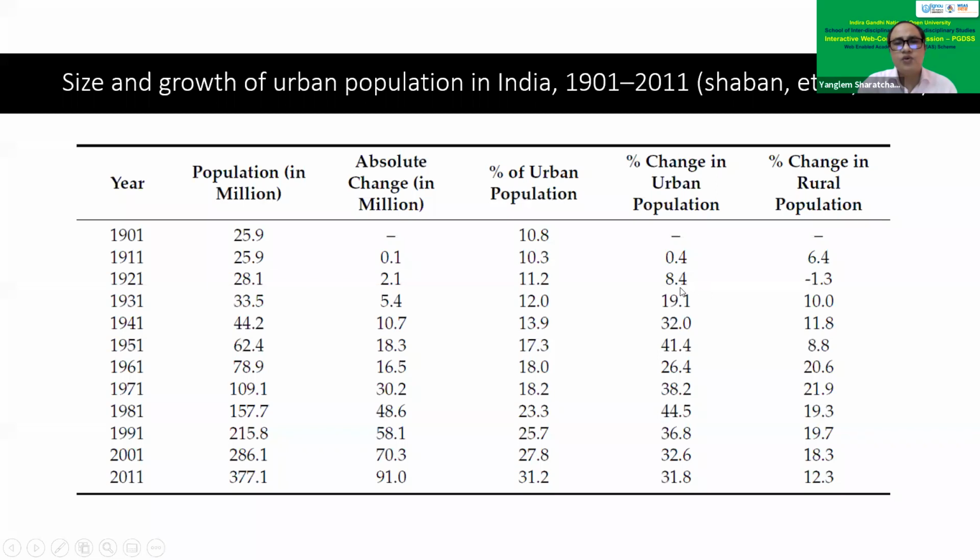8.4, it was 1921, 10 years, it jumps to 19.1. 1941, it is 32, 41, right? Now, luckily today, 2011, 2001 to 11, 31.8. And this also has certain factors over there because of some conceptualization of the meaning of urbanization. Okay, we'll see in the next few slides, right?